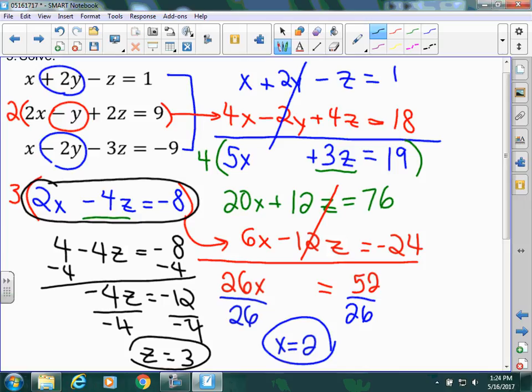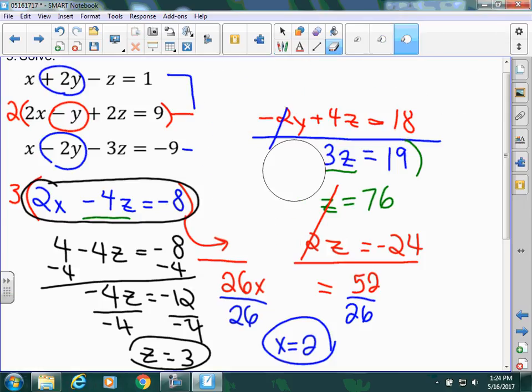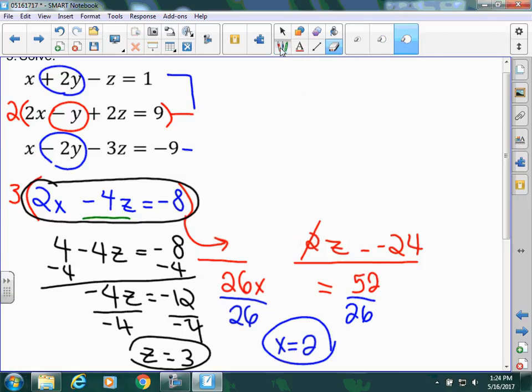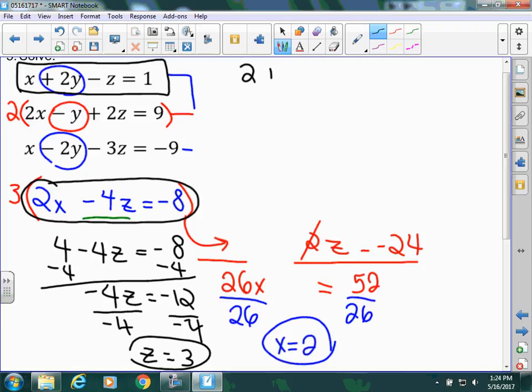And then finally, if you'll let me erase some of this, I'm going to fill in these. I'm going to fill in for this one right here. x was supposed to be 2. So I'm going to say 2. I don't know what y is, so I'm just going to say plus 2y. Minus z, I now know that z is 3, so I say 3, is equal to 1. So for that first equation, I put in what I know for x and what I know for z, and I'm going to solve for y.